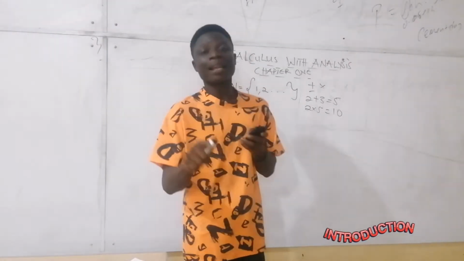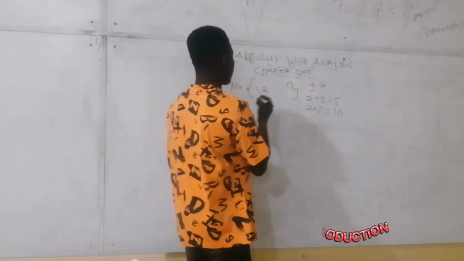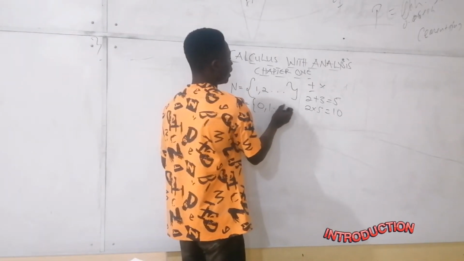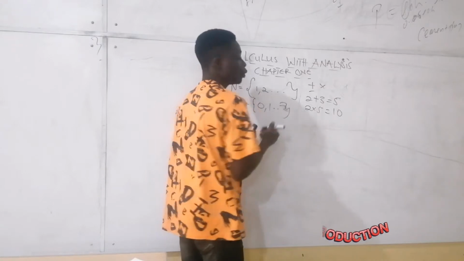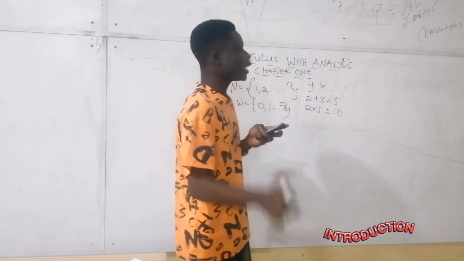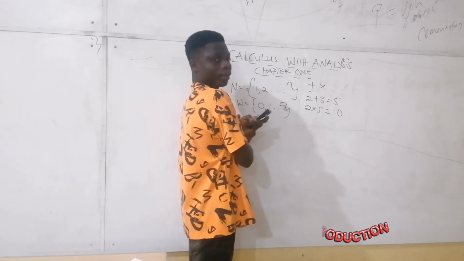Now, we have another one which is called the whole numbers. Whole numbers are numbers that start with 0. So whole numbers start with 0, 1, and so on. So whole numbers are numbers that start with what? 0, and it is represented by W. Yes.